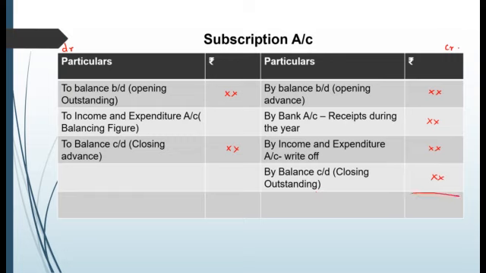Now we just close the account, find the difference and get the difference here. That would be the subscription income of the year that would be credited to the income and expenditure account. So subscription account to income and expenditure account. So in income and expenditure account, on the credit side, that is the income side, you would have the subscription income of the current year.